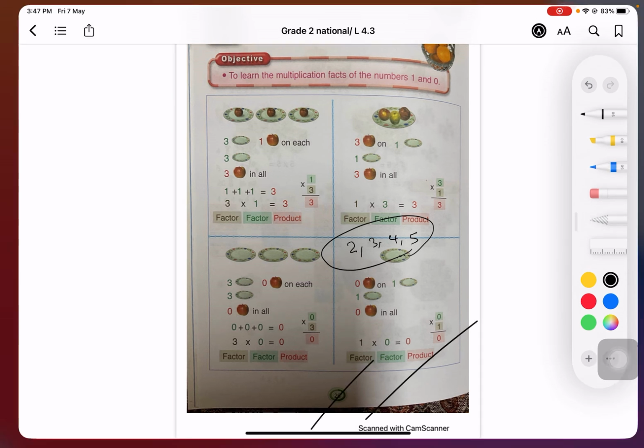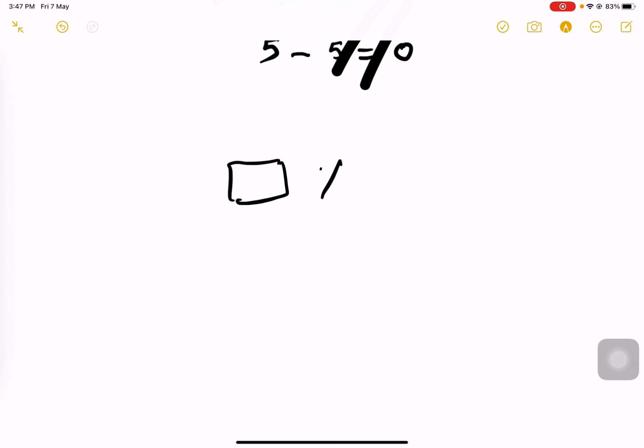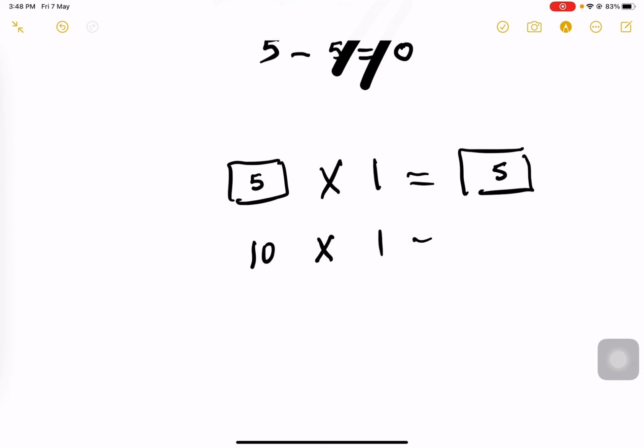Now, for example, any number you write here, you multiply it by 1, you will have the same number. For example, if you write here 5, it is 5. If you write here 10, multiply 1, the answer will be 10. Why? Because this means you are going to repeat the 1, 5 times: 1 plus 1 plus 1 plus 1 plus 1, it's 5. Or you are repeating the 5, 1 time.